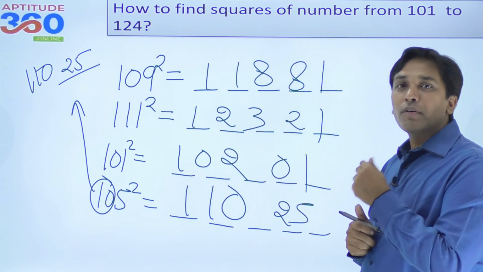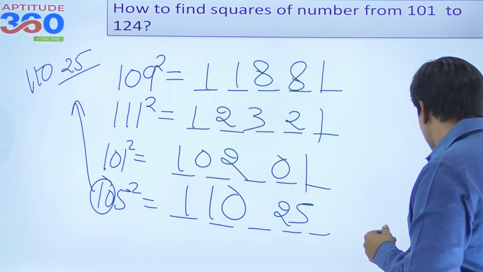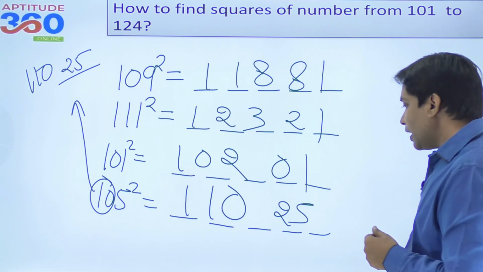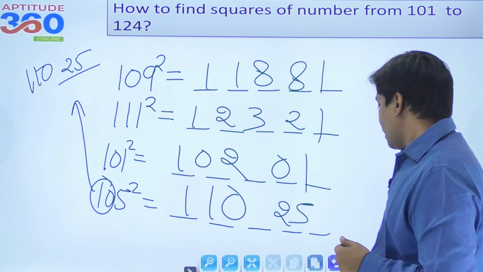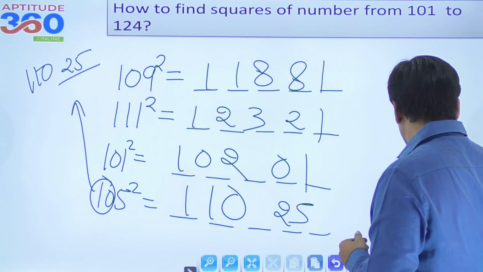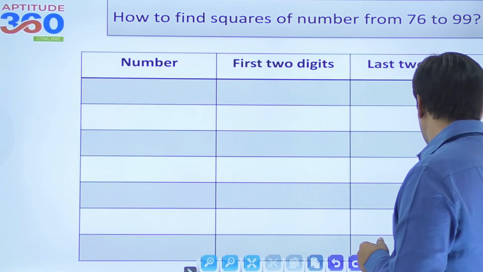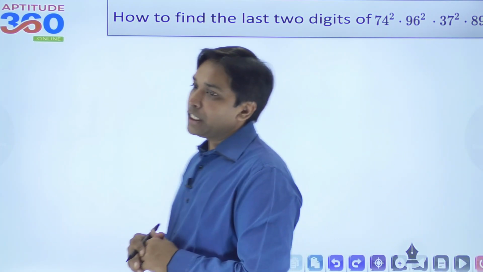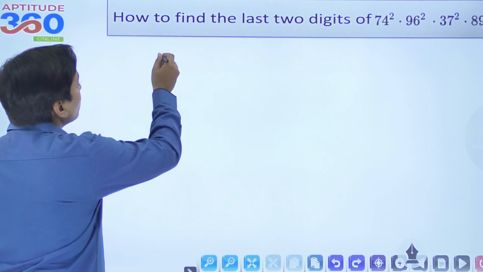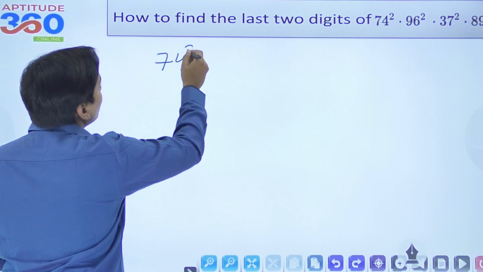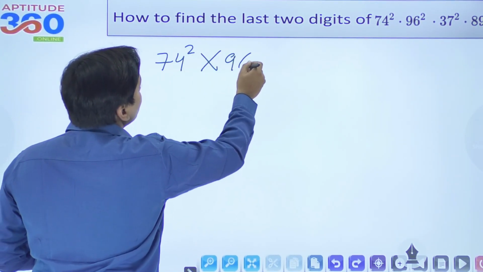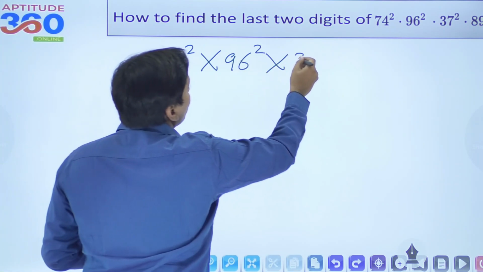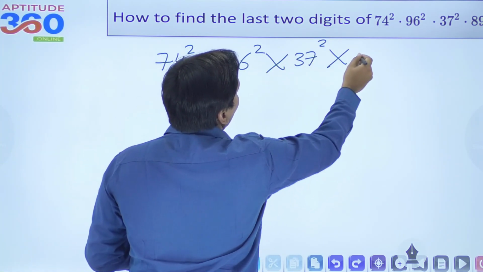Now what we are going to do is some problems in this category. Let us see if you can handle some problems, because it's pretty simple to find out squares of numbers. I said this, I need to find out 74 square, 96 square, 37 square, 89 square.